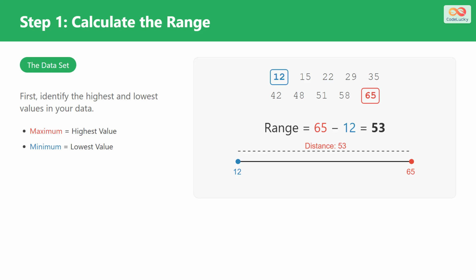Let's work through an example. First, look at your dataset and identify the highest and lowest numbers. Here, our maximum is 65 and our minimum is 12. Subtracting 12 from 65 gives us a range of 53.